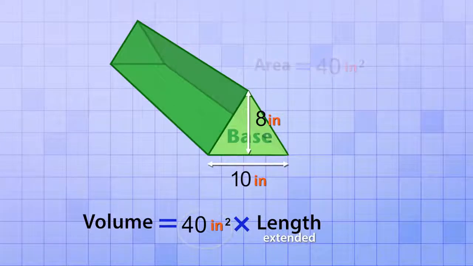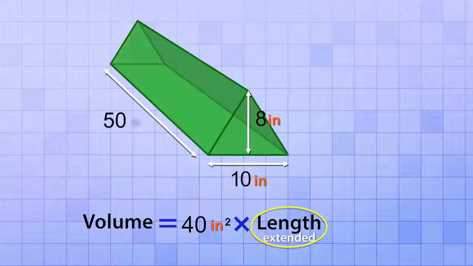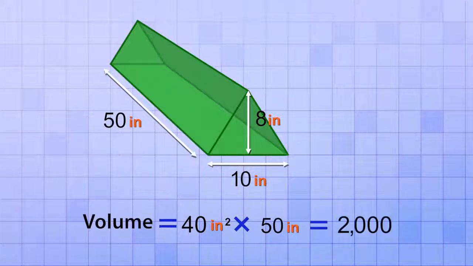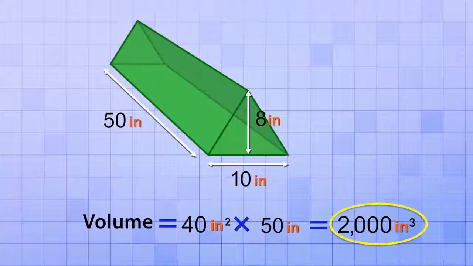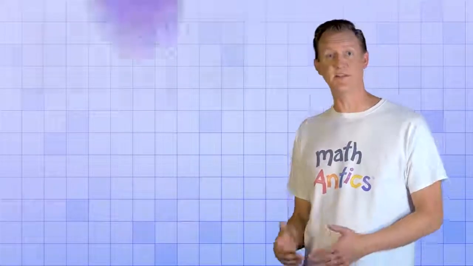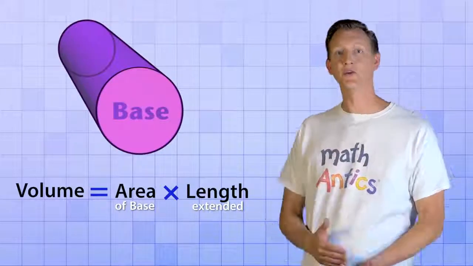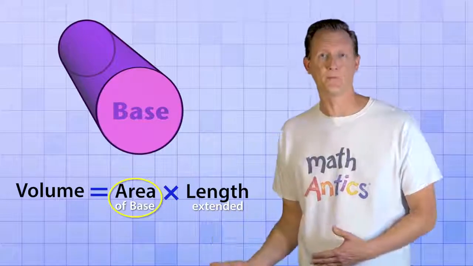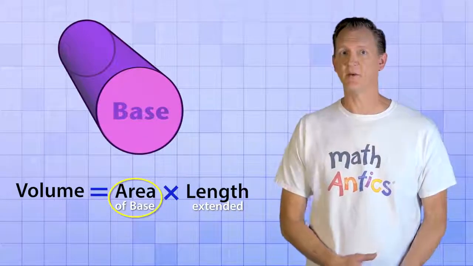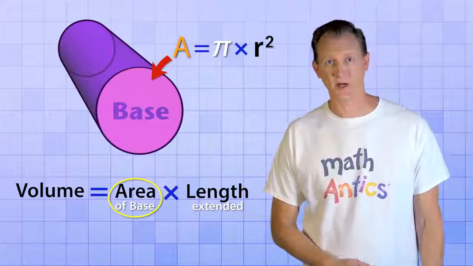Now all we have to do to find the volume is to multiply that area by the length that it was extended. We're told that the length is 50 inches, so we multiply 40 inches squared by 50 inches and we get 2,000 inches cubed. That's the volume of this prism. All right, are you ready to try finding the volume of the cylinder now? The cylinder is made by extending a circle, so first we need to calculate the area of that circle. As we learned in a previous video, the area of a circle is found by multiplying pi times its radius squared.